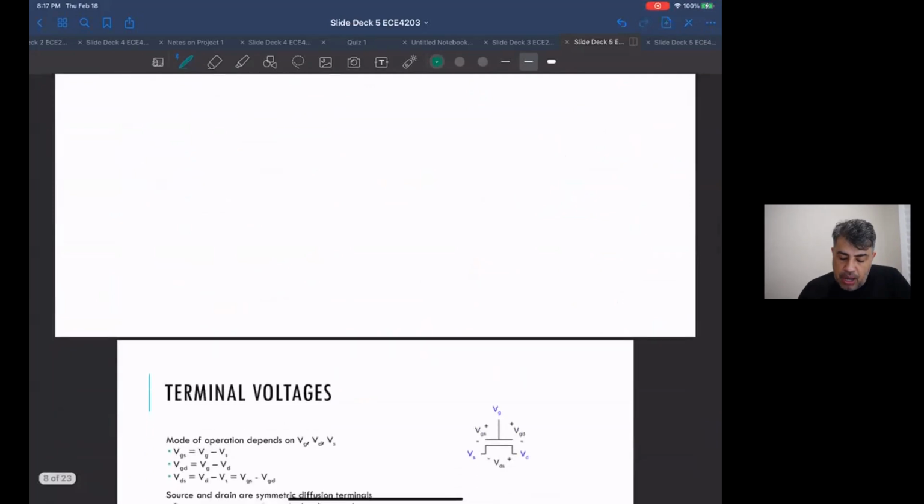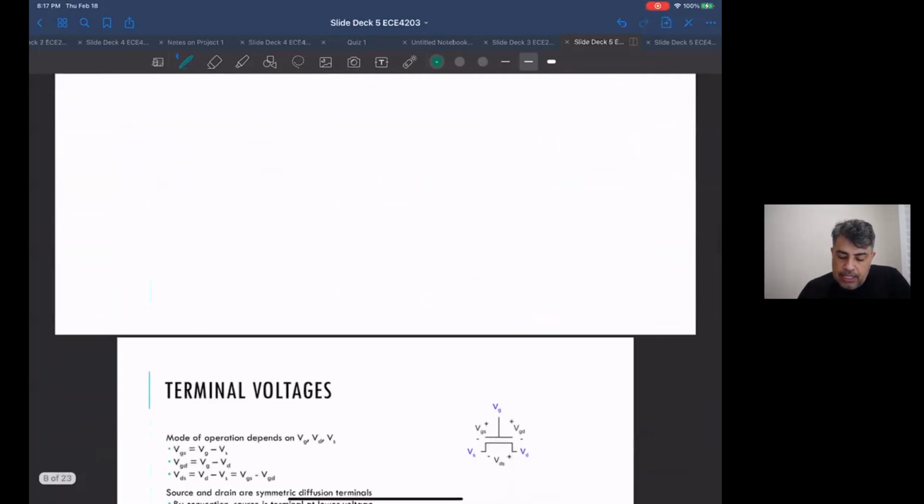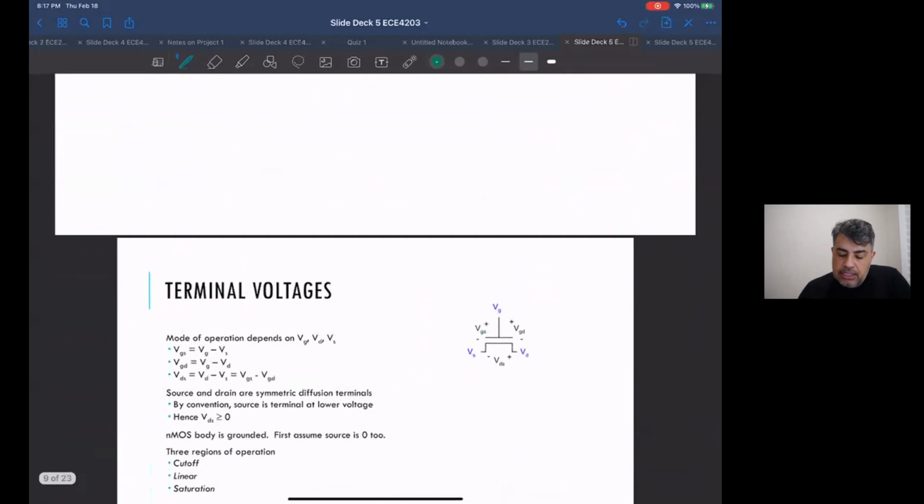Okay guys, I'm going to stop here. In the next class, we're going to add the drain and source to this device and get our full NMOS transistor. Then we're going to start looking at current flow. Any questions?